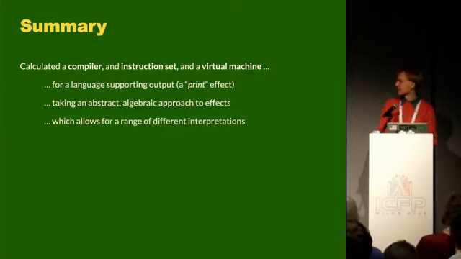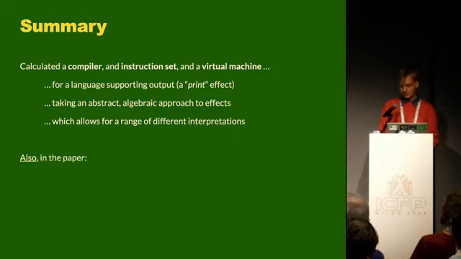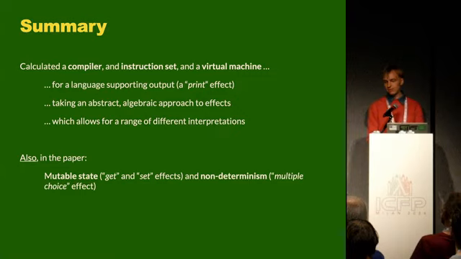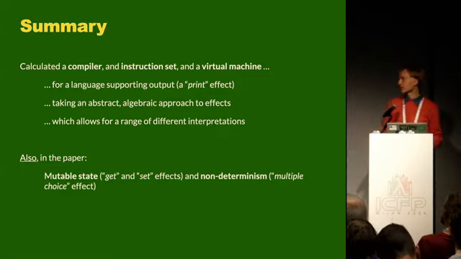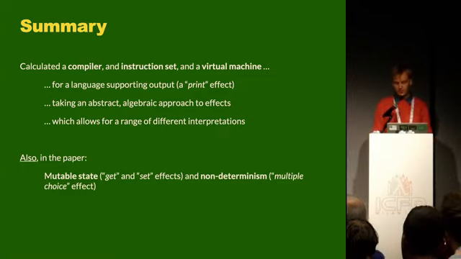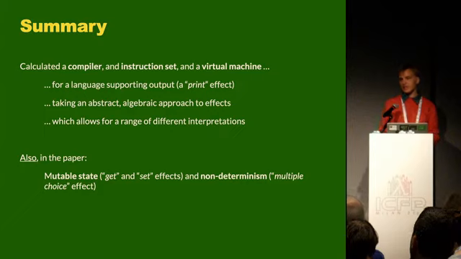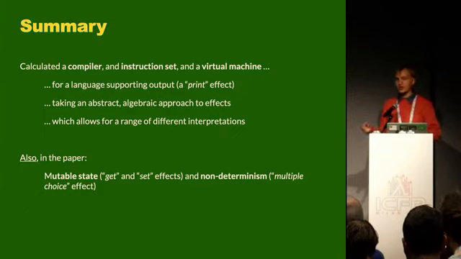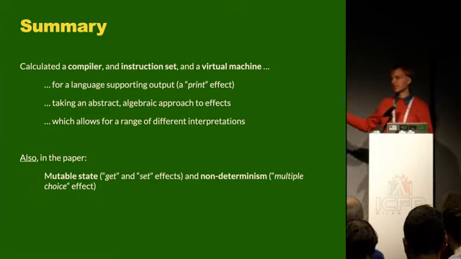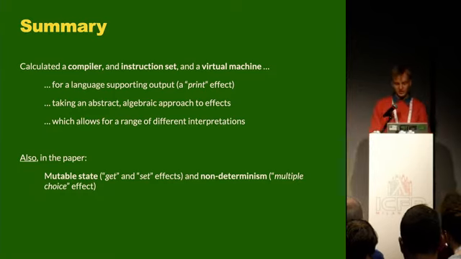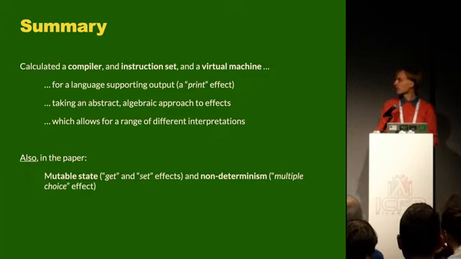So these allow for all these different interpretations. And then also, in the paper, we've considered a few other effects. So we've considered mutable state, so with get and set. Actually, this one's a little bit more interesting because get and set have slightly different definitions rather than just doing something. We're actually getting some data and then proceeding differently based on what we have. So you get some continuations in there, and it's quite a nice example, I think.